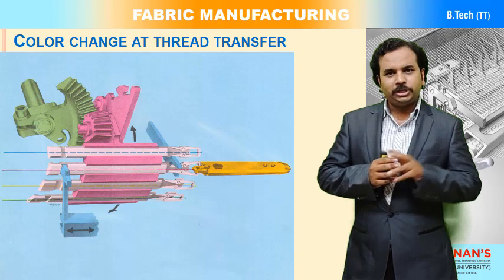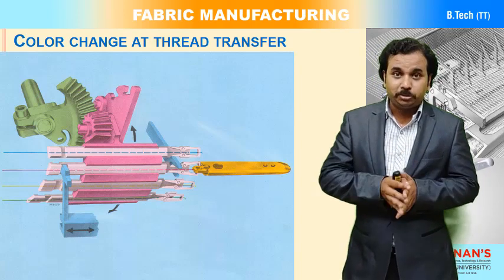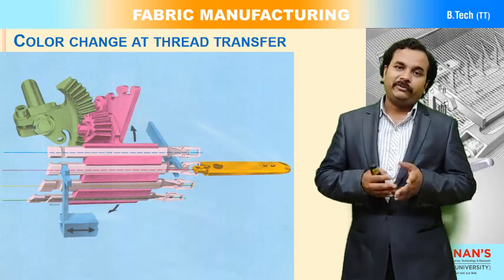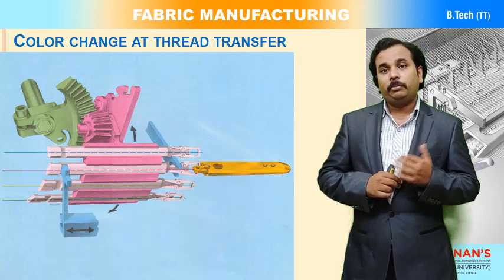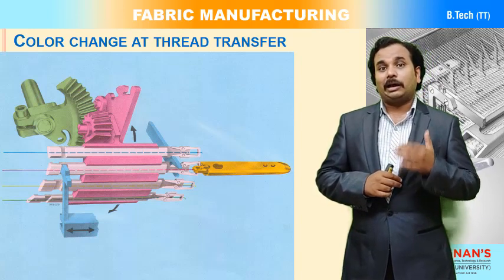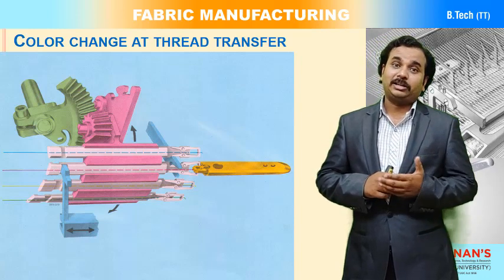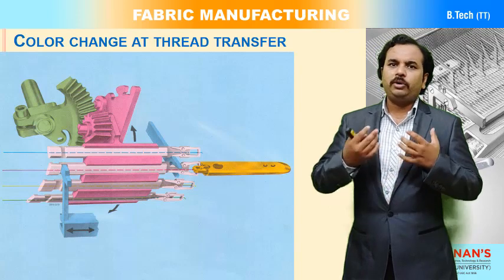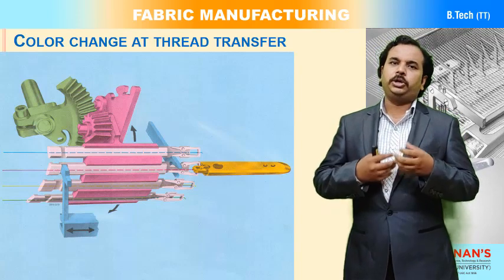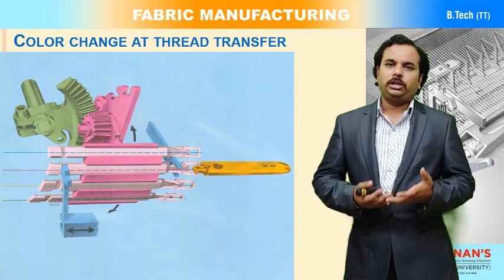Compared to shuttle looms, in shuttle looms it is not possible. It is possible, but you cannot get the efficiency if you are changing the multiple colors of weft thread frequently. You need to stop the machine and change the shuttle or the pirn.